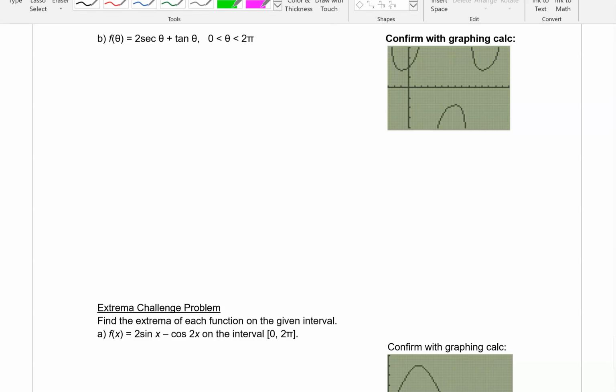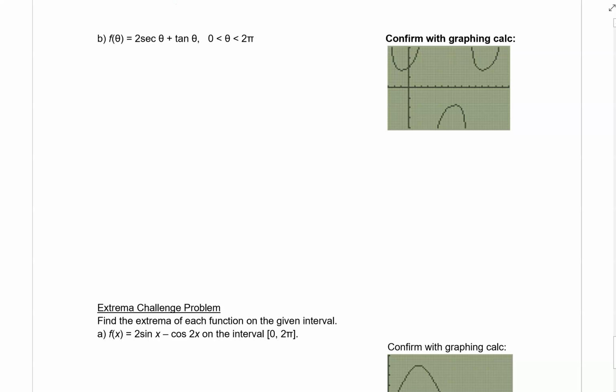So in our example 3b, again, we're given an interval, but notice it's open. So if it's open, then that means you don't have to check endpoints. We're only going to check critical points, but we will check our critical points within the values of 0 to 2 pi, and we won't worry about extending beyond that. So here's my equation here. I need to find my critical points, which are where the derivative is equal to 0 or is undefined. So I'm going to go ahead and find my derivative.